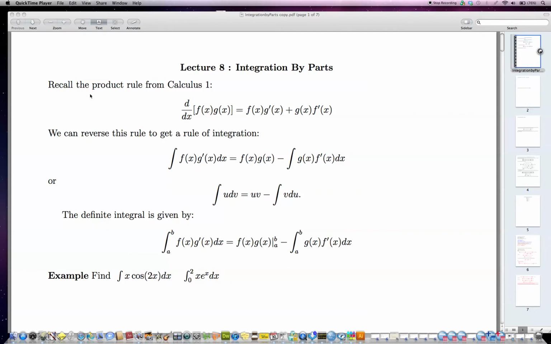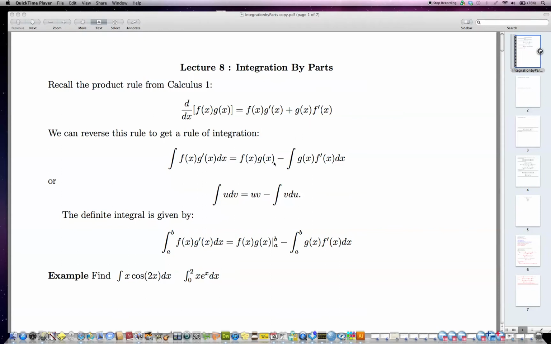Lecture 8 introduces the method of integration by parts, and this method of integration reverses the product rule that we saw in Calculus 1. So in Calculus 1 we had the derivative of f of x times g of x is f times the derivative of g plus g times the derivative of f. And that means that f times g is an antiderivative for the right-hand side here. So that means the integral of f of x times g prime of x dx plus the integral of g of x times f prime of x dx is f of x times g of x.